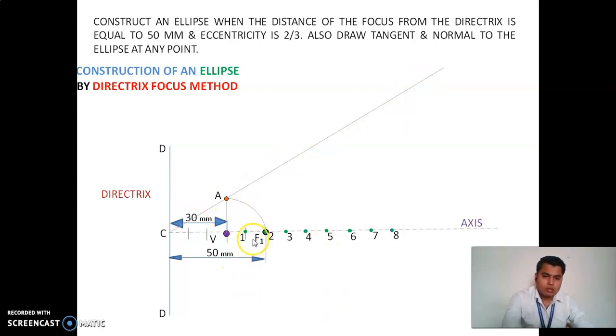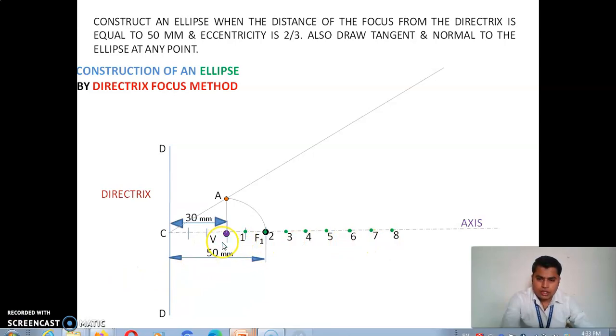Now from V you need to draw some equal points, say suppose 1, 2, 3, 4, 5, 6, 7, 8, equal or even points with equal distance. Say suppose that each division is 10 mm, take randomly, 1.5 or 10 mm. You can take any one, but it should be even. Now V is with you.